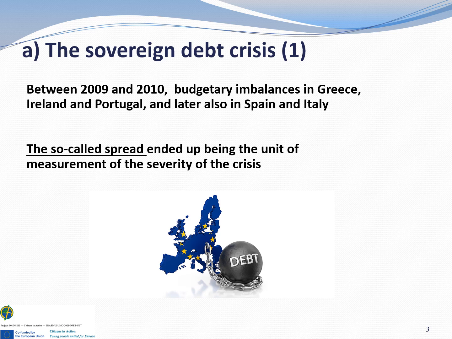In order to place their bonds on the market, high debt states, which were therefore considered to be at risk of default, had to offer a much higher interest rate than the other member states. The very popular so-called spread, that is to say, the difference between the interest rate on the bonds of the at-risk states and that on the bonds of the financially stronger state, for instance, Germany, ended up being the unit of measure of the severity of the crisis.